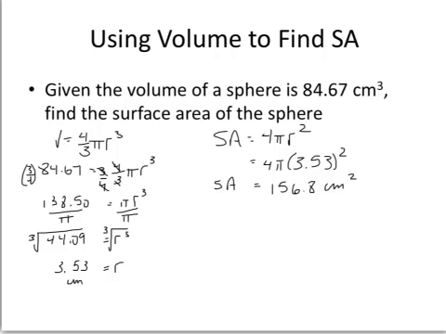And don't let the difference in the scale of those numbers freak you out, because remember, we're dealing with two different units. Centimeters cubed is a whole lot different than centimeters squared.